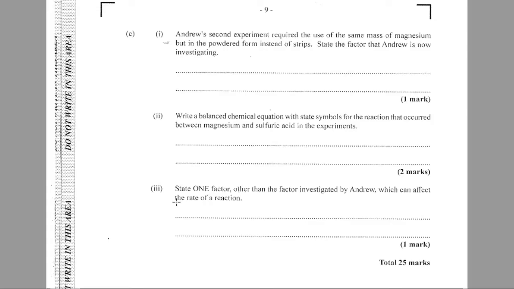All right, part 1 of C. Andrew's second experiment required the use of the same mass of magnesium but in the powdered form instead of strips. State the factor that Andrew is now investigating. So magnesium strips the first time, but magnesium powder the second time around, but the same mass. Andrew is now looking at the factor of particle size, or what we call surface area. And we would have worked a question similar to this. You can check that out as well.